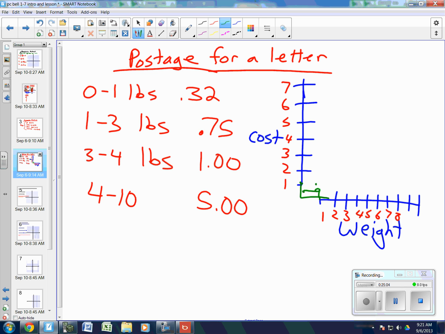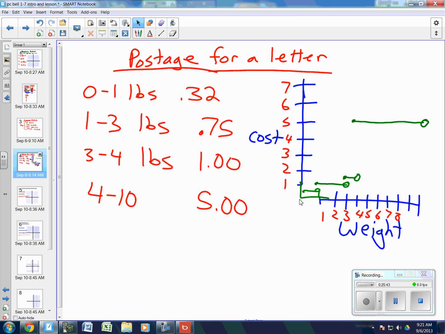From 1 to 3 pounds. It's a little high, but he's doing his best. Okay. This thing's hard to draw with. Okay. Good. From 4 to 10 pounds is $5. Okay. That's what it should look like right there.